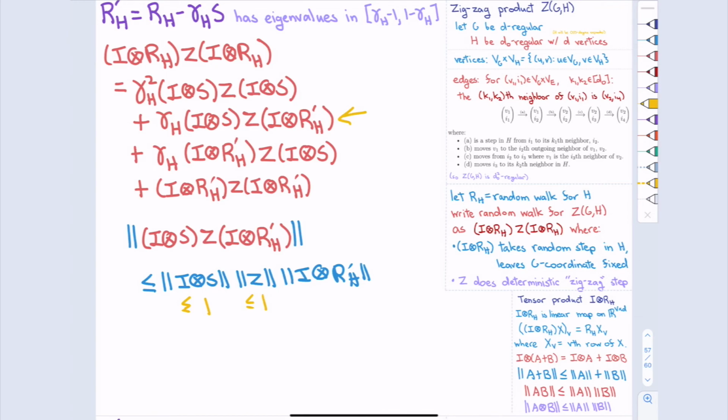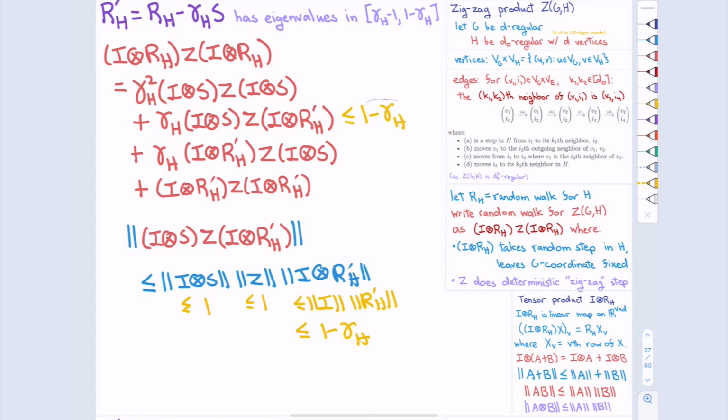Yeah, okay. So in general, this is at most I r prime h, right? And then the whole point of r prime h is that it has a smaller thing. Okay, so this is at most 1 minus gamma h. Okay, so with that, we can start annotating all these things. So this is at most 1 minus gamma h.